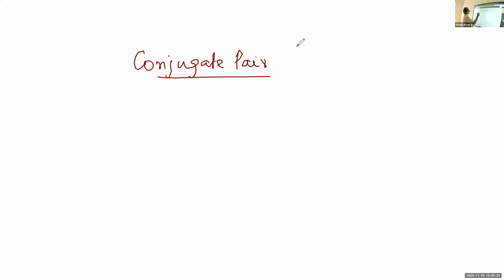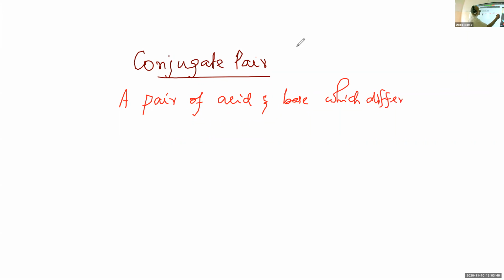That is a pair of acid and base. And how are they related? They differ only in one proton. So a pair of acid and base which differs only in one proton. The difference is only one proton.